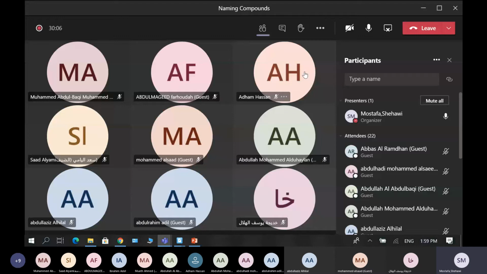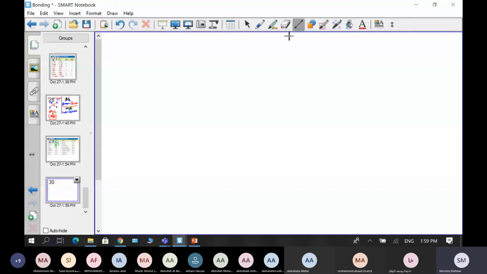Let's take another example, then we'll go back to the slides because we'll stop here. I'll go to the slides after this. Here we'll start with the name and end up with the formula. I will start with the name, which is, for example, ammonium chloride. I will write ammonium chloride.